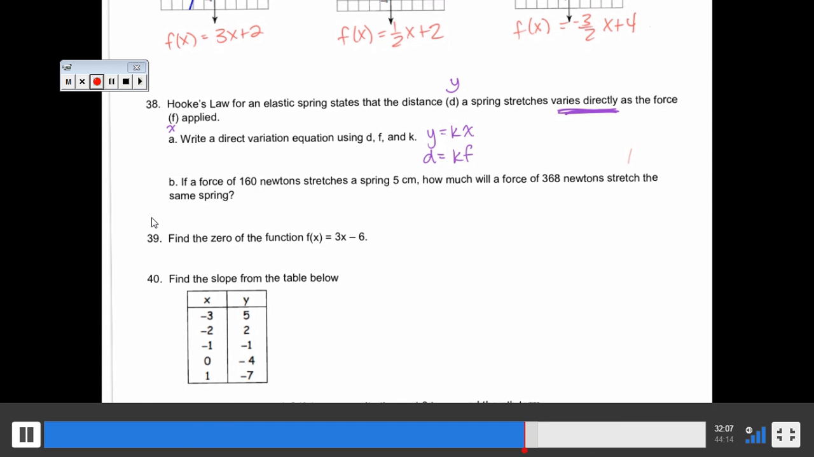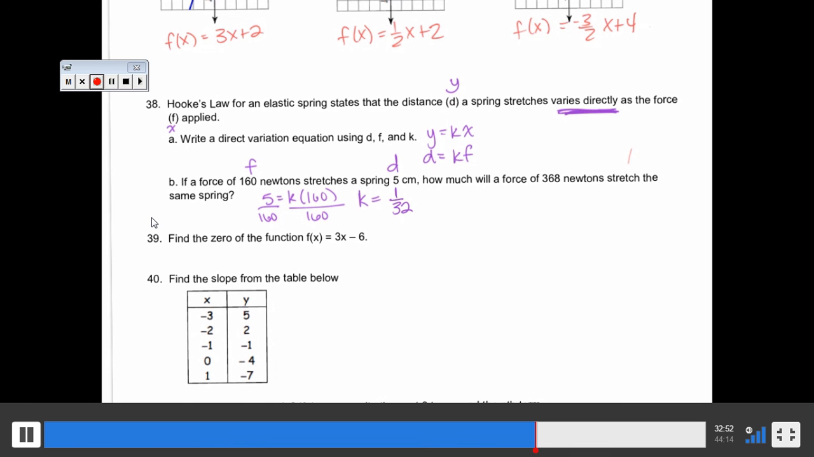And then if we look at B, if a force of 160 newtons stretches a spring 5 centimeters, how much will a force of 368 newtons stretch the same spring? So first thing we need to do is find out what our k is by plugging in, this is force, this is distance. So whenever we plug those in, we have 5 equals k times 160. And we need to divide by 160 to find our k. So k equals 1 over 32.